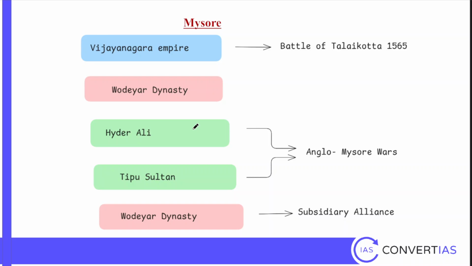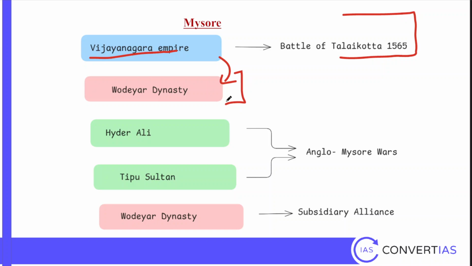Now, Mysore. You should know that the biggest empire in the south was Vijayanagara. They declined in 1565 due to the Talikota War. And then came the Wadayar dynasty. The Wadayars were part of the Vijayanagara state. Just like how successors are emerging from the Mughal Empire, they got independence from the Vijayanagara Empire and established their dynasty. This is the Mysore dynasty.